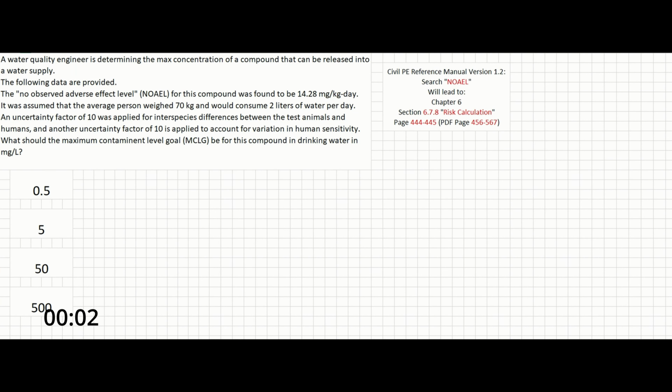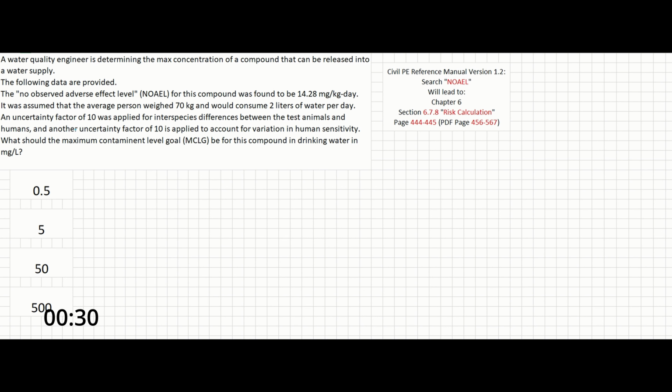In this problem, a water quality engineer is determining the max concentration of a compound that can be released into a water supply. The following data are provided. The no observed adverse effect level, NOAEL, for this compound was found to be 14.28 milligrams per kilogram day. It was assumed that the average person weighed 70 kilograms and would consume 2 liters of water per day.